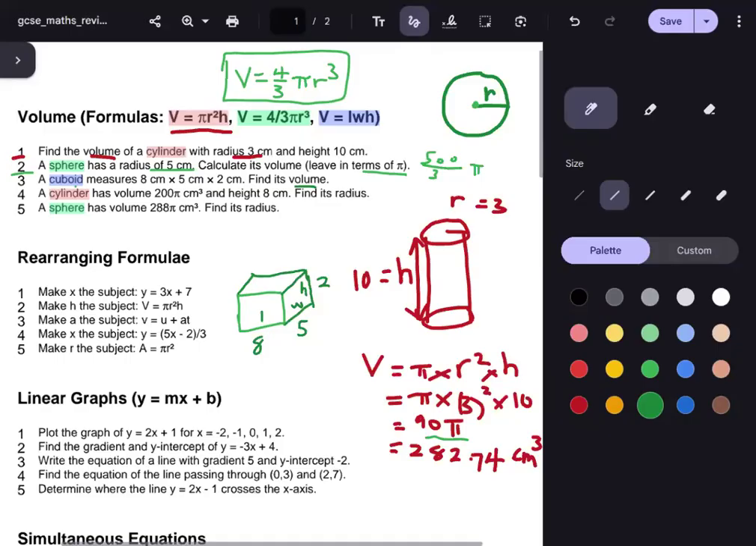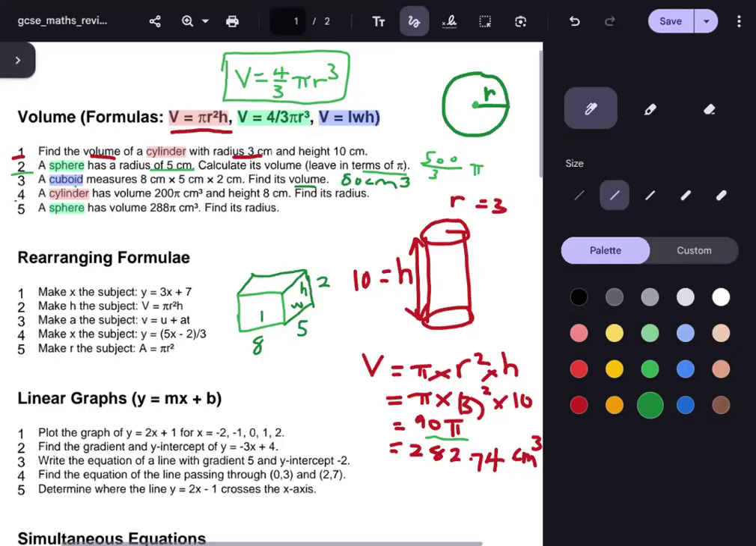Okay. So the next one is question 3. One more thing. What is your unit? I don't know. So it's going to be 80 centimeters because we're using centimeters here, and it's going to be cubed. Remember, I said for volume, it's always cubed. So it's centimeters cubed, right?